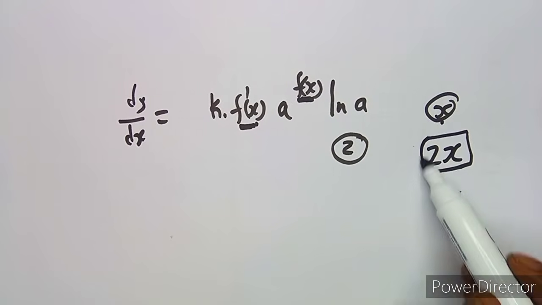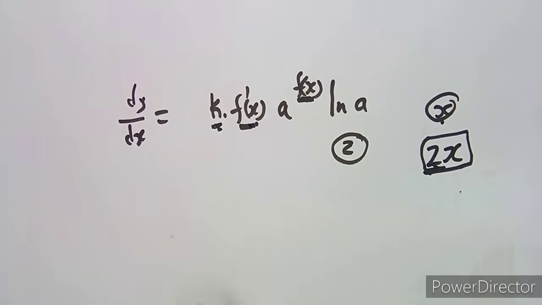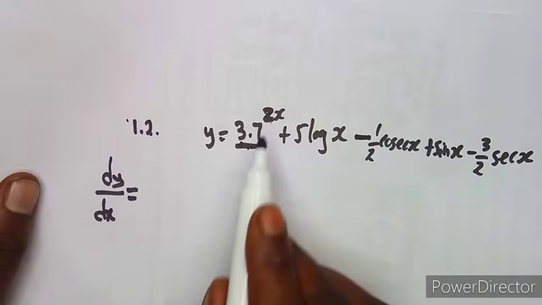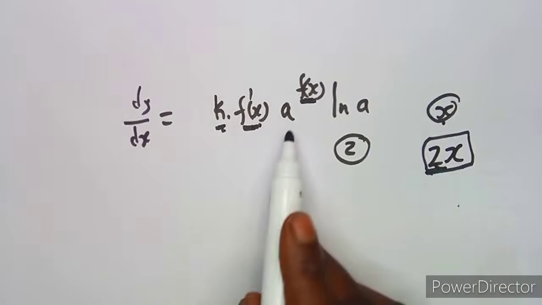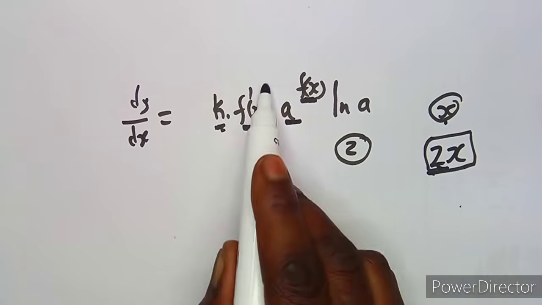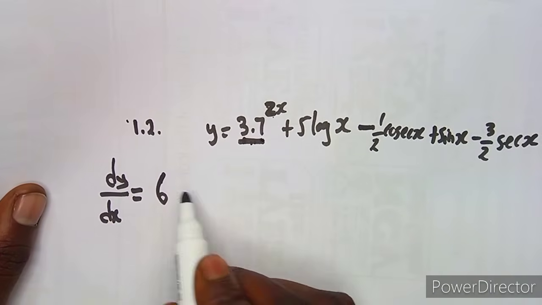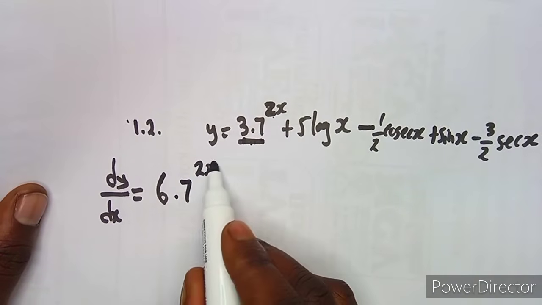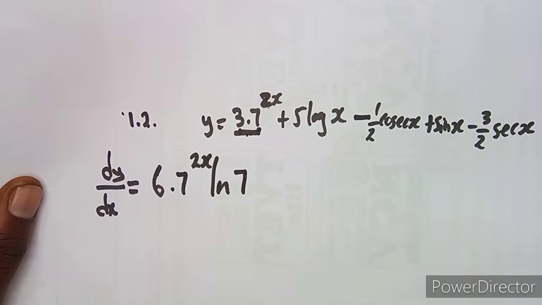So when you're given something like 2x, you have to find the derivative and multiply it to the constant. So that is the case here. It's 2 times 3, which is 6. Then this part is going to remain as it is. So here we've multiplied these two, a to the exponent of f of x, which is this part here, 7 to the exponent of 2x, ln a. This is your a, so it's going to be ln 7.